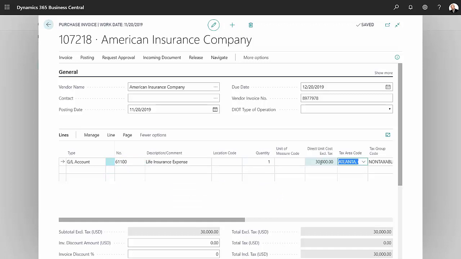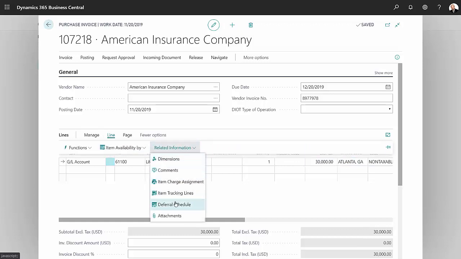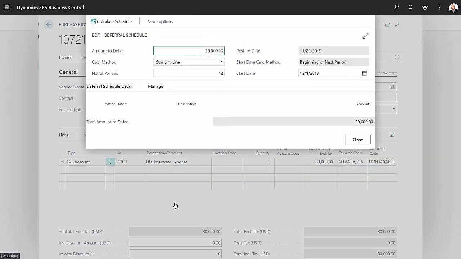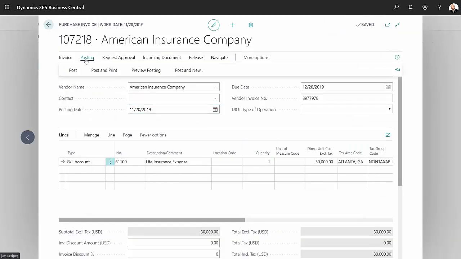So what I did for the life insurance expense account, I set up a deferral template, and I can look at that by going to the line, looking at related information, and looking at the deferral schedule. This deferral schedule is set up based on the template that we'll look at later. If I didn't want to defer this amount, I could just put 0 here, or I could change the length and the number of periods of the deferral and when it starts. But I'm going to accept the defaults. I'll go ahead and post this.